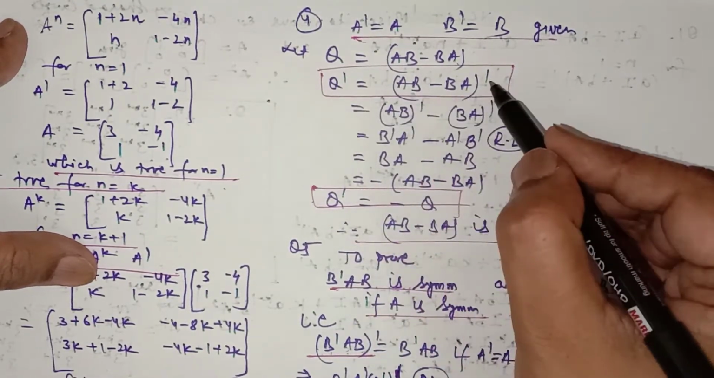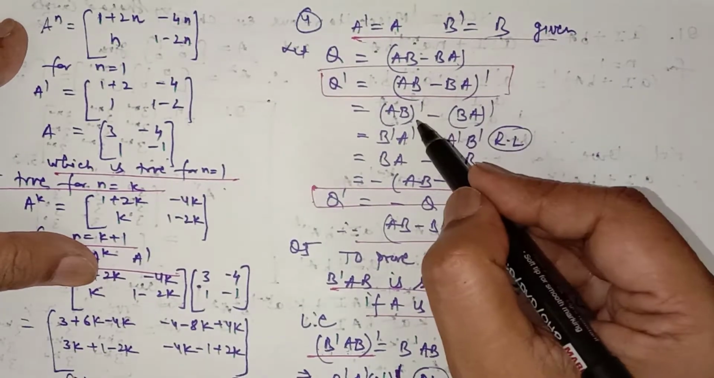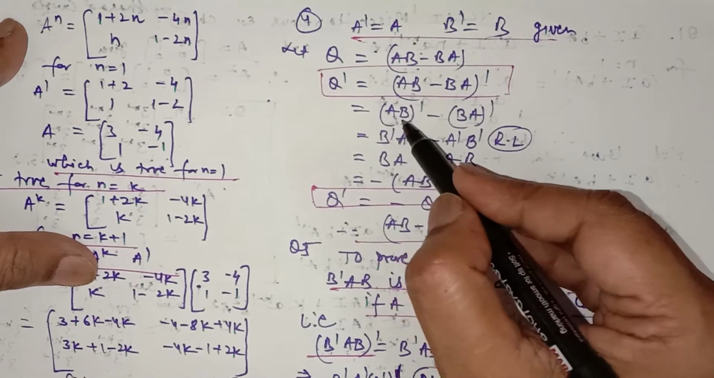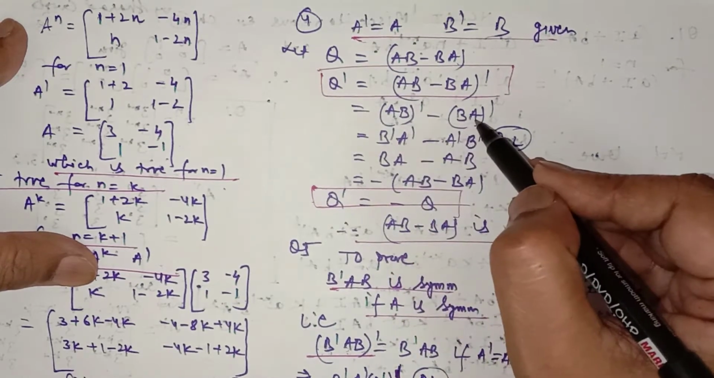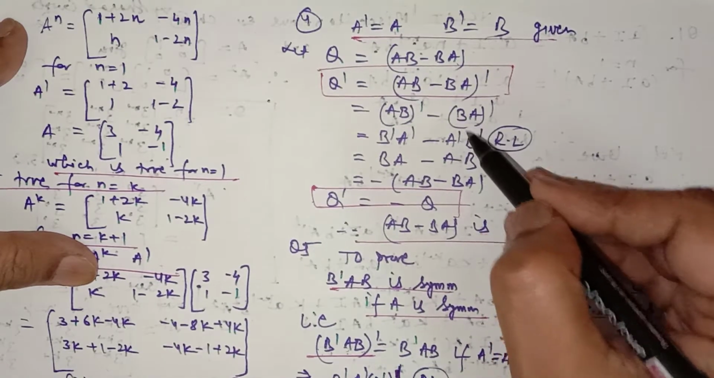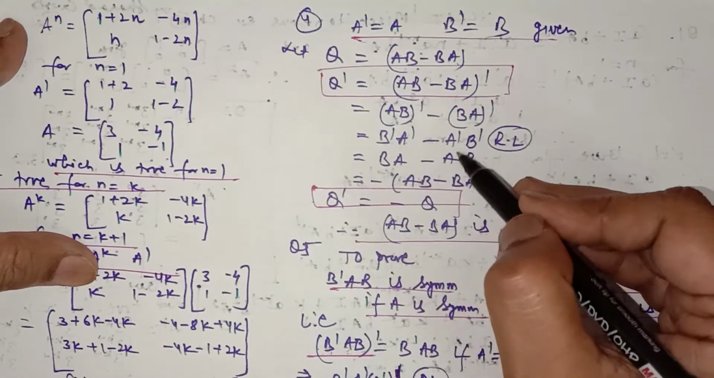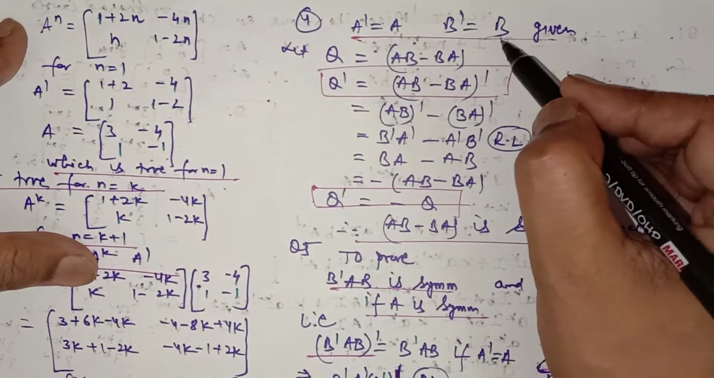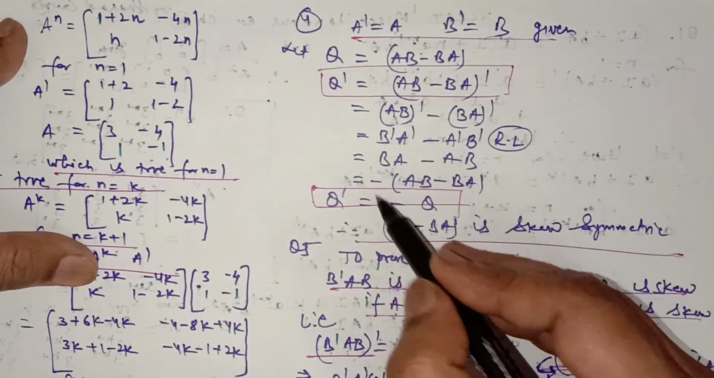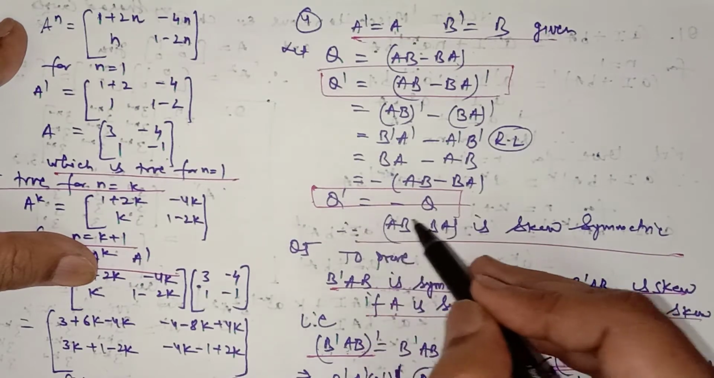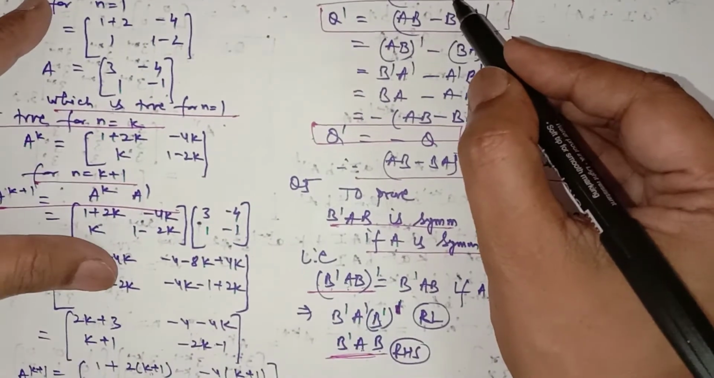So the transpose of AB minus BA equals (AB) transpose minus (BA) transpose, and I know there is a reversal law for the transpose of a product of matrices: (AB) transpose is equal to B transpose A transpose. So it becomes B transpose A transpose minus A transpose B transpose. Since A transpose equals A and B transpose equals B, as given, I take minus common and it becomes minus of AB minus BA, so it is equal to minus Q. So Q transpose equals minus Q, which means AB minus BA is a skew symmetric matrix.